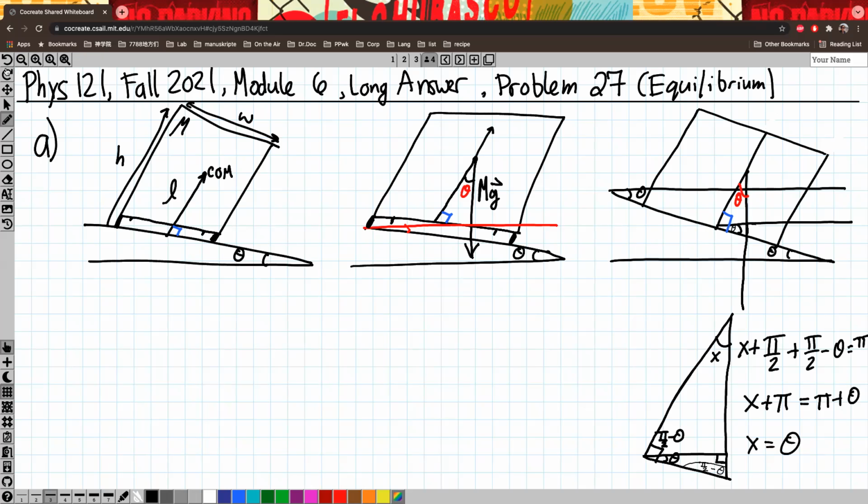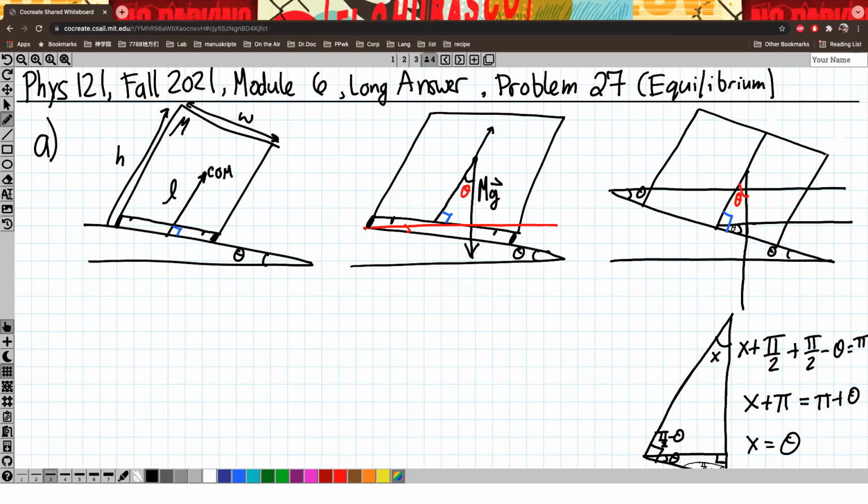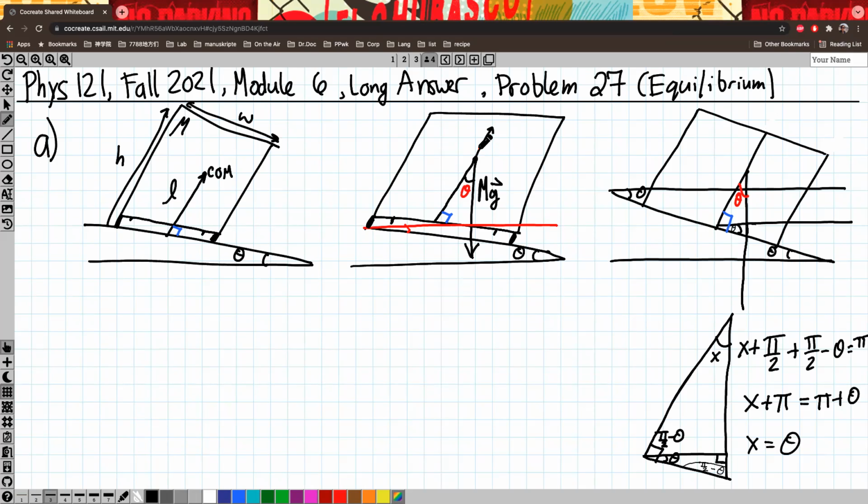Exactly. Wait, would it be the center or where it makes contact? It would be where it makes contact, because normal force is a contact force. So yeah, there would be one for each leg. Okay. So yeah.